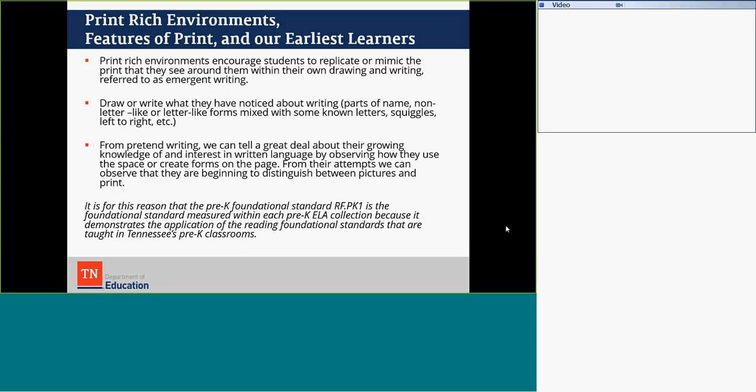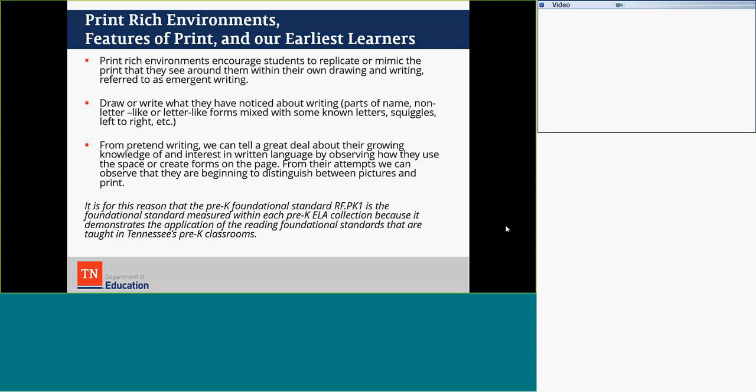So print-rich environments play a very large part of growing our earliest learners to love to read and to write and to think. So print-rich environments encourage students to replicate or mimic the print that they see around them within their own drawing and writing, and of course that's referred to as emergent writing. When children begin to draw or write what they notice about writing, such as parts of names, non-letter-like or letter-like forms. It might be mixed with some letters or squiggles. That's demonstrating emergent writing, and often as a result of the print-rich environment around them.